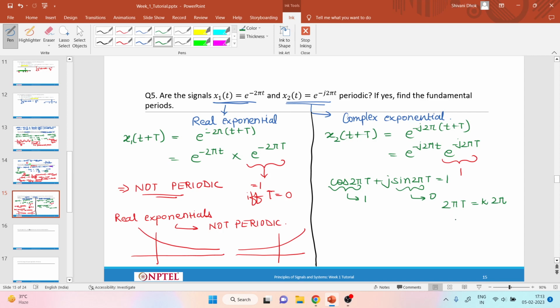Madam, that cos 2 pi T is minus j sin 2 pi T, no? Sorry, yes, it is minus j sin 2 pi T, and therefore T is equal to k times 1, that is k. So the smallest value will be equal to 1, and this will be our fundamental period. So we are able to find some value of T that will give me x2 of t plus T equal to x2 of t, and therefore this is a periodic signal.